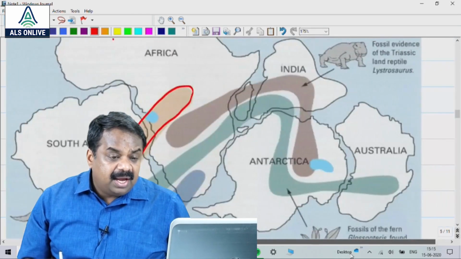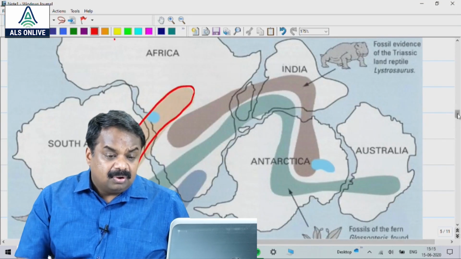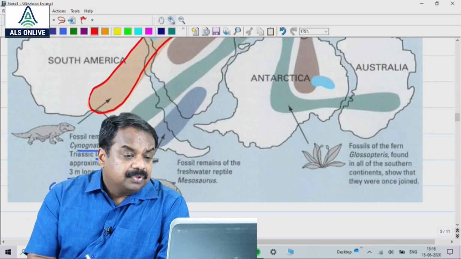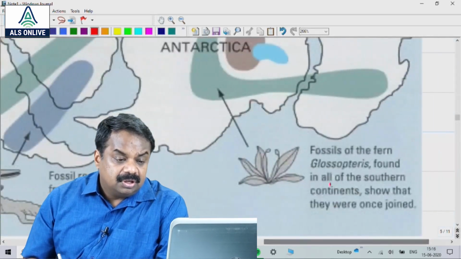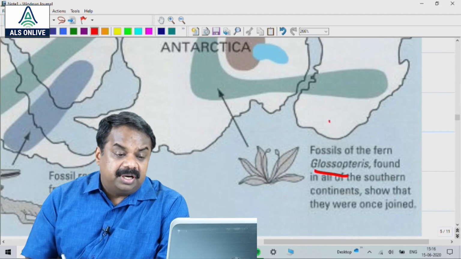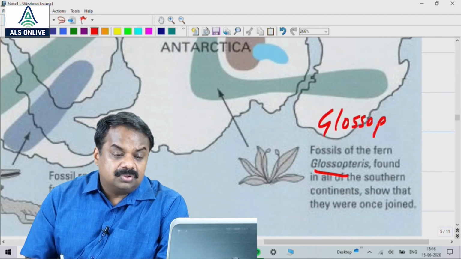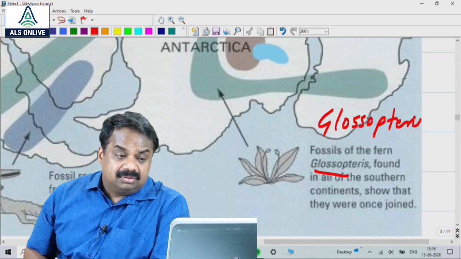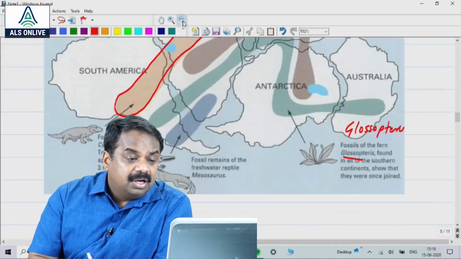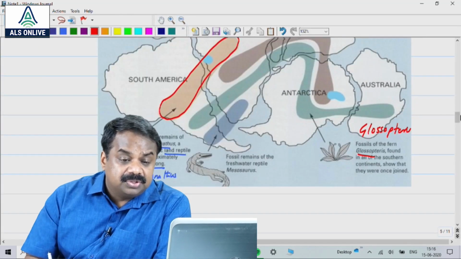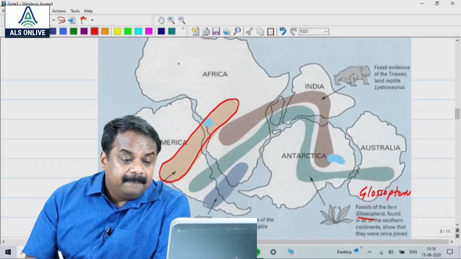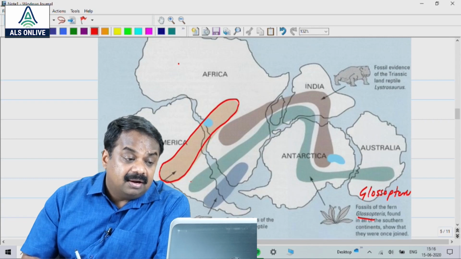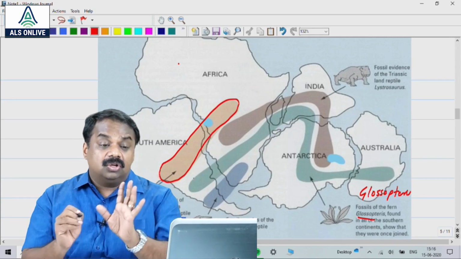Similarly, we have evidence for another. It's a plant, a fern called Glossopteris. Glossopteris is a fern found in all the southern continents. You see, it is found in Australia, in Antarctica, in India, in Madagascar, in Africa, in South America, everywhere, Glossopteris.